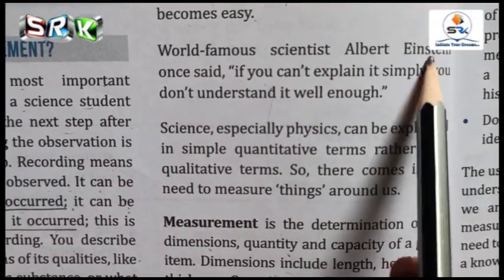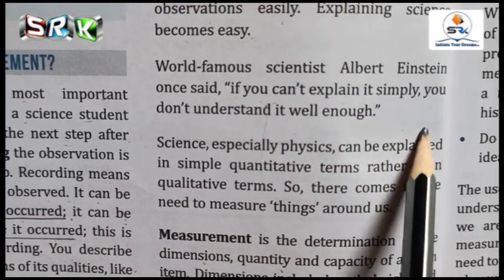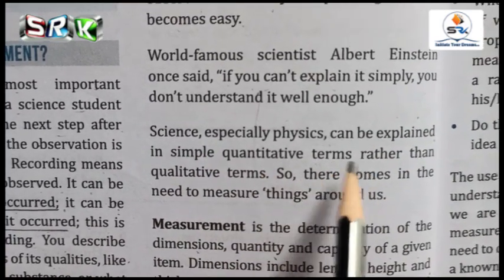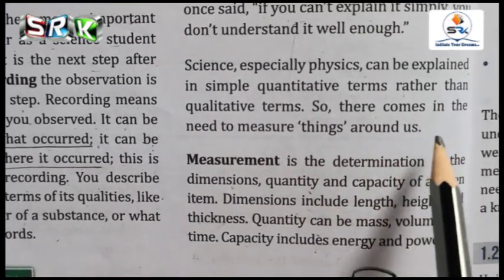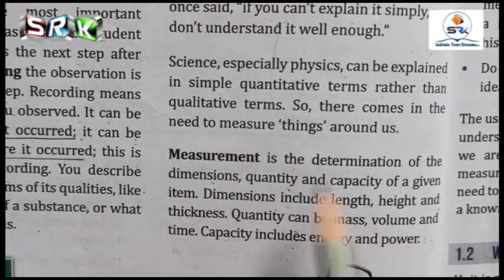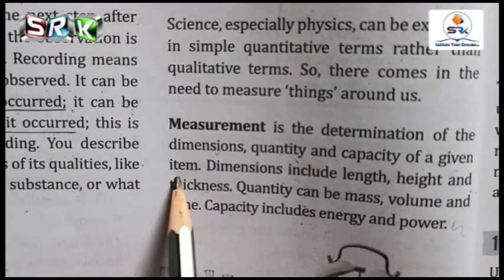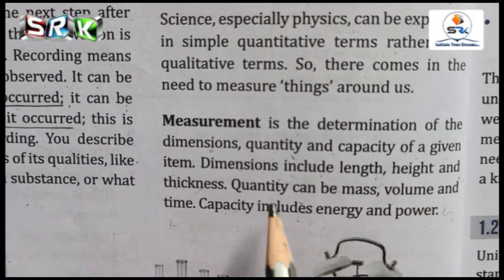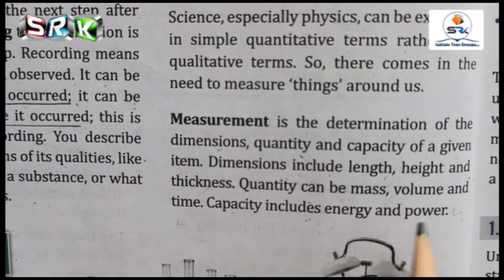World famous scientist Albert Einstein once said, if you can't explain it simply, you don't understand it well enough. Science, especially physics, can be explained in simple quantitative terms rather than qualitative terms. So there comes the need to measure things around us. Measurement is the determination of the dimensions, quantity and capacity of a given item. Dimensions include length, height and thickness. Quantity can be mass, volume and time. Capacity includes energy and power.